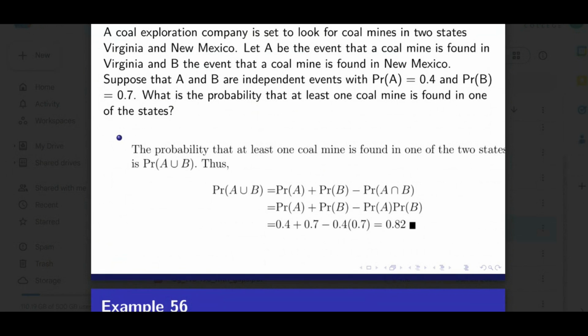And that's it. But we are told that A and B are independent, and that allows you to do this very big step. We can split this into a product. Remember, this is only true because I've told you A and B are independent.